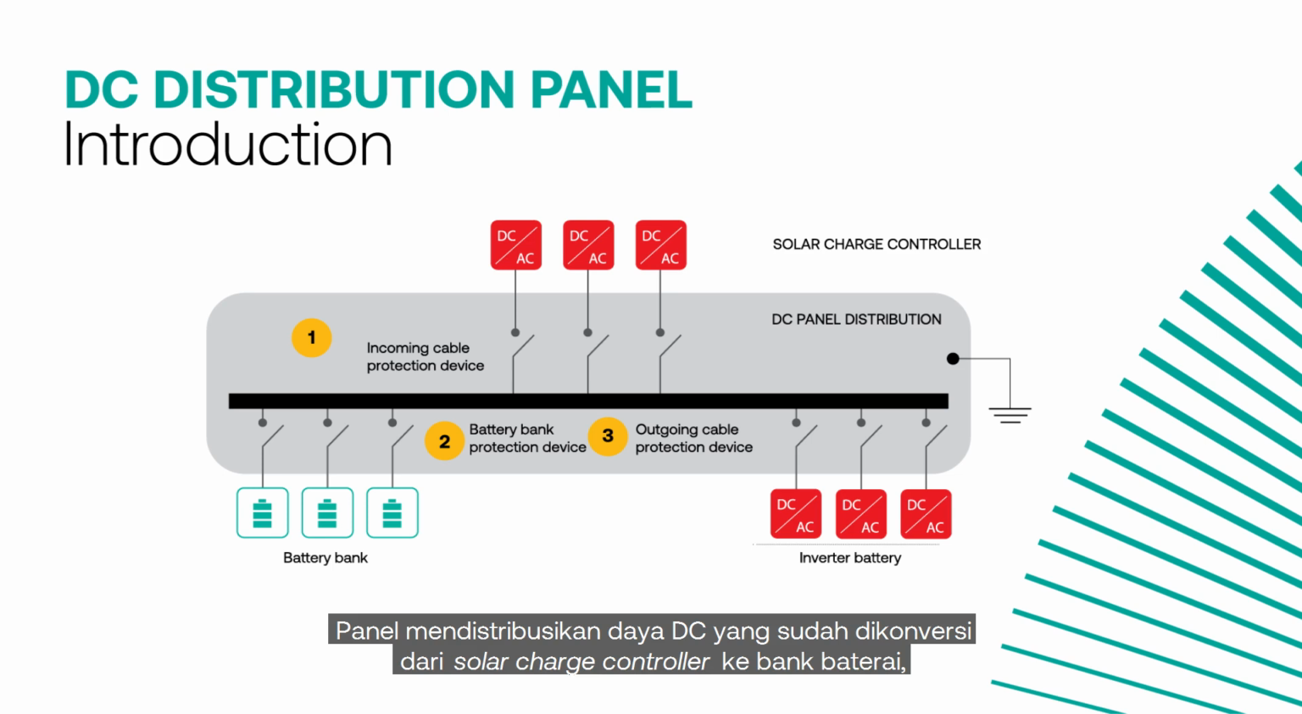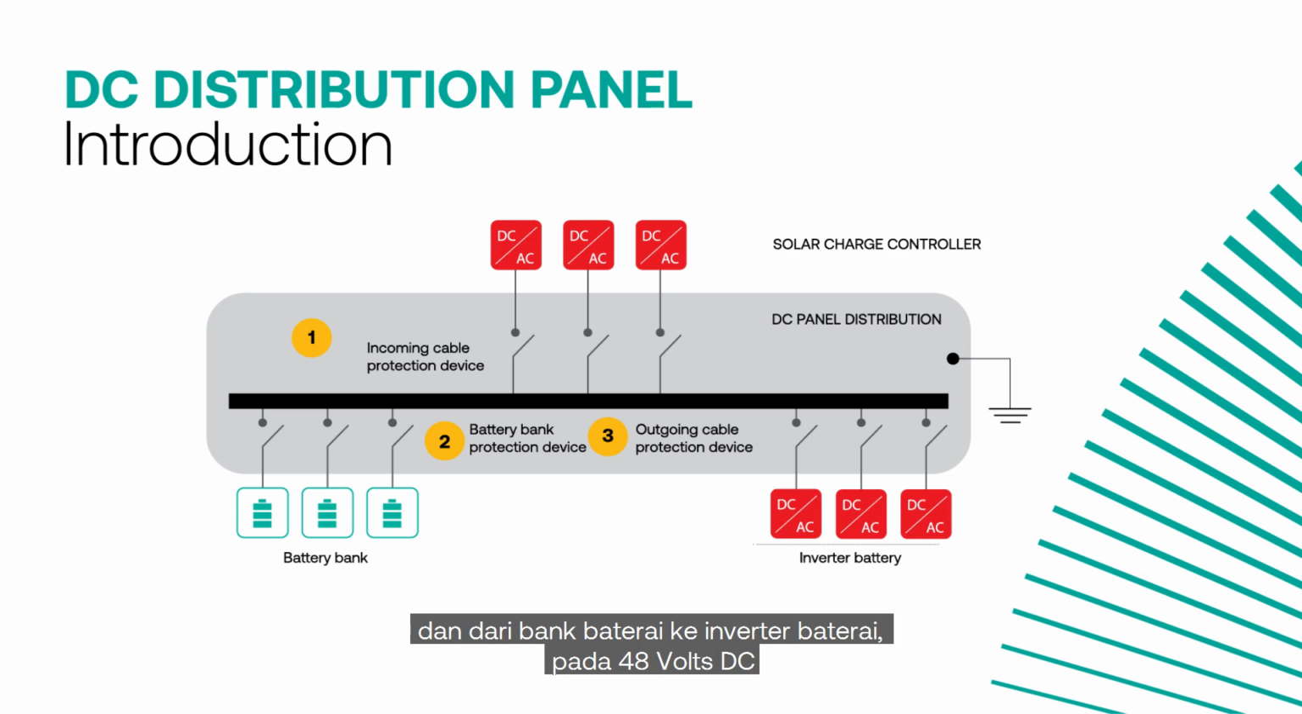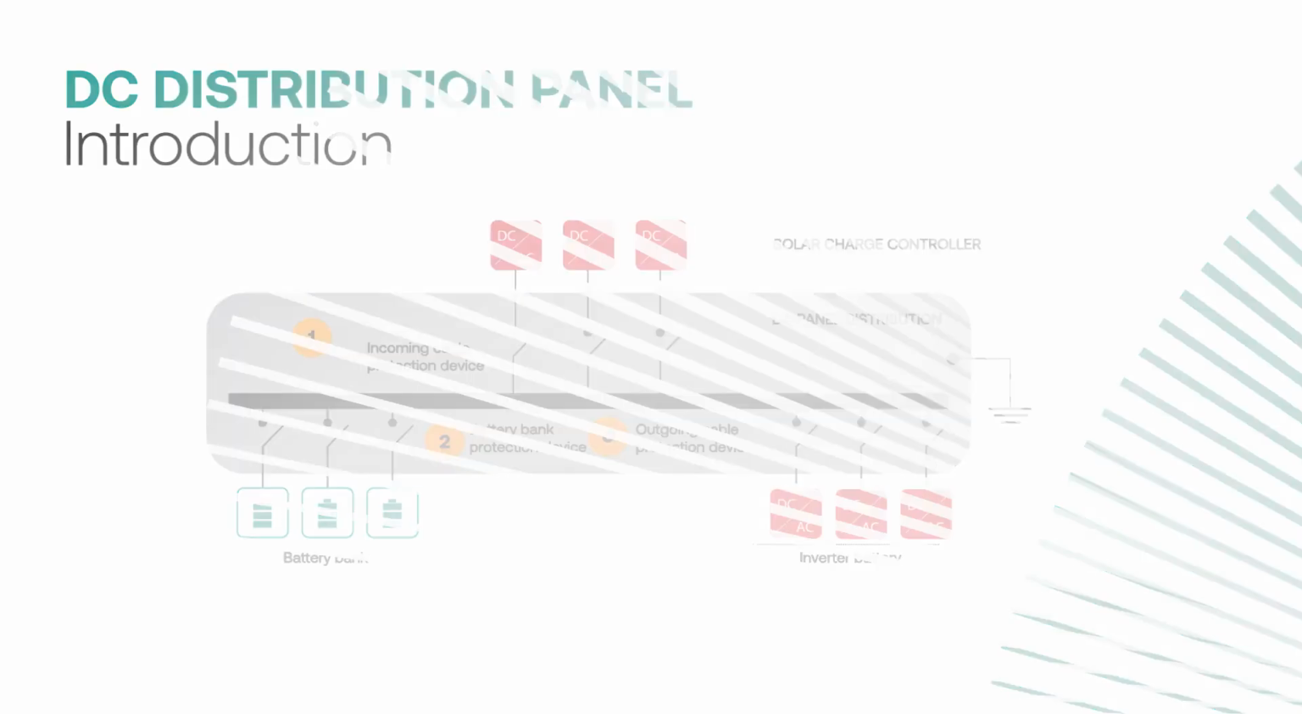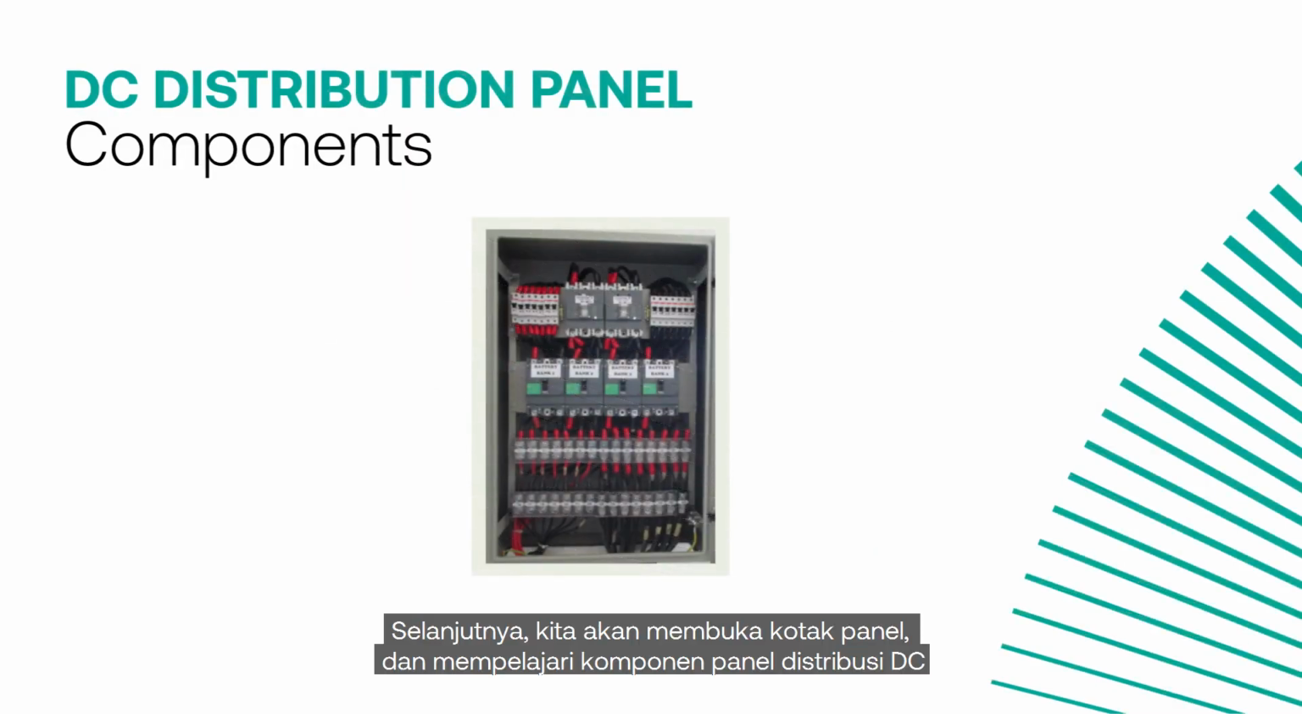The panel distributes the converted DC power from solar charge controllers to battery banks and from battery banks to battery inverters at typically 48 volts DC. Next, we will unbox the panel box and learn the components of DC distribution panel.